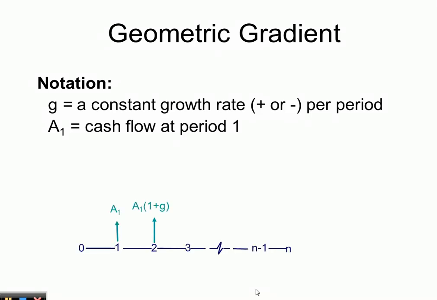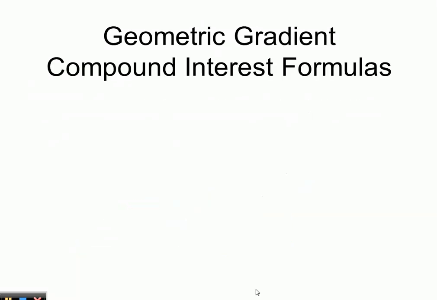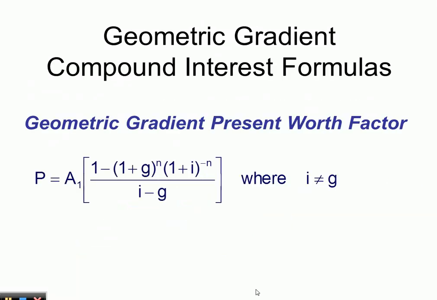So now we have A1 multiplied by 1 plus G, A1 multiplied by 1 plus G to the second degree, and so on. At n minus 1, the 1 plus G is going to be taken to the degree n minus 2, and at n, the 1 plus G is going to be taken to the n minus 1 degree. So you can see, in fact, we have this exponential growth, or this growth rate of G. So the geometric gradient present worth factor is a complicated formula.